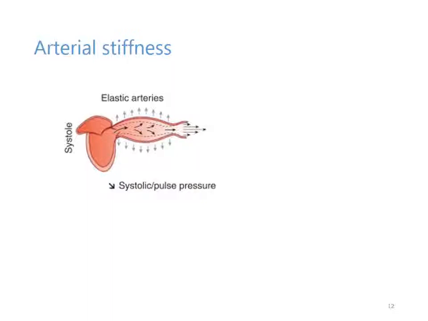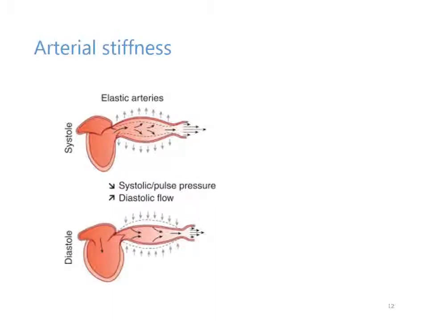In a young healthy individual, the arteries are elastic. So during systole, the heart pumps blood out at high pressure. The large arteries would then expand and absorb some of the pressure. During diastole, where the heart is relaxed, the arteries that have expanded will then recoil and push the blood forward.